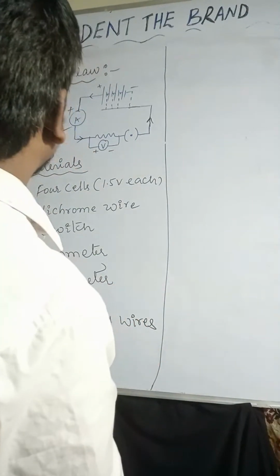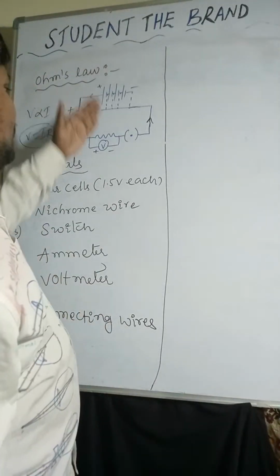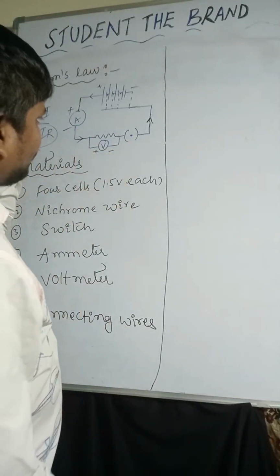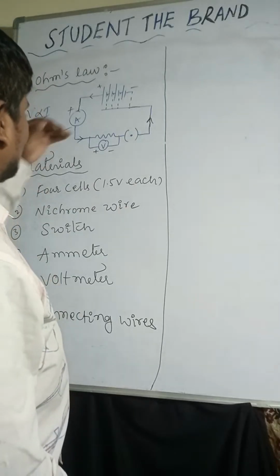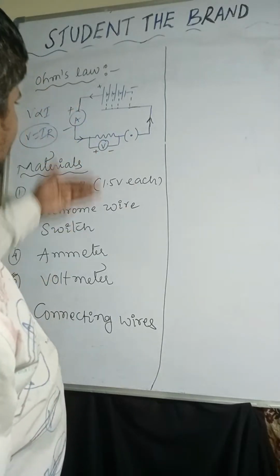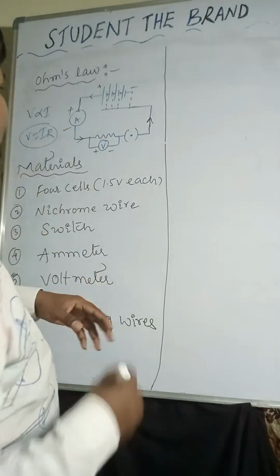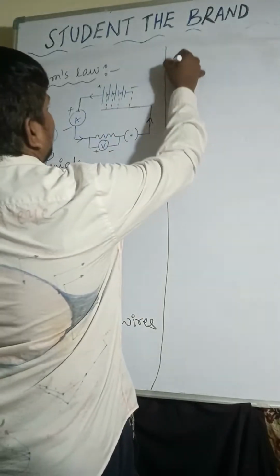Now you can see 4 cells, 1.5 volts each. Nichrome wire is an alloy of nickel, chromium, manganese, and iron metal. Switch, ammeter, voltmeter, and connecting wires. Now procedure. What is the procedure?